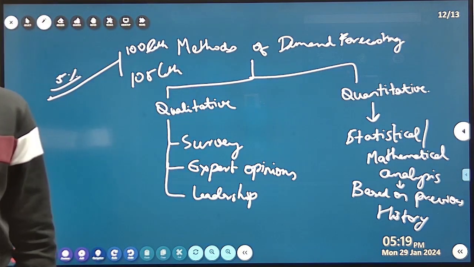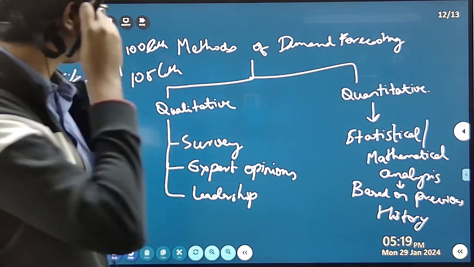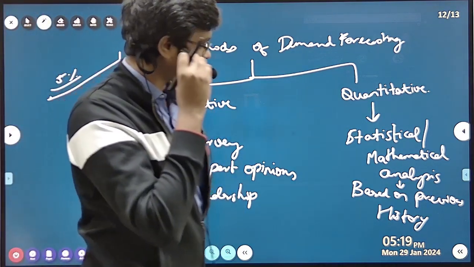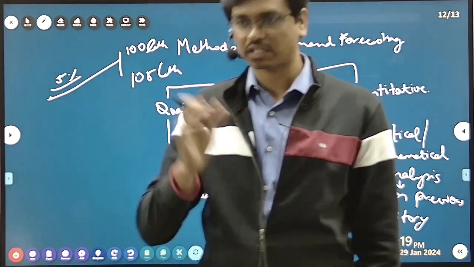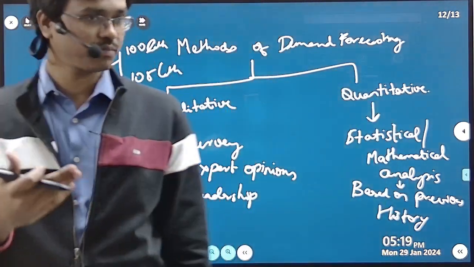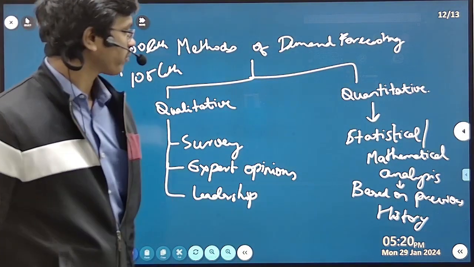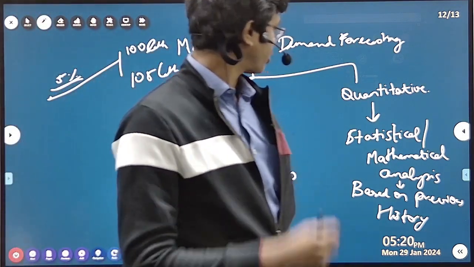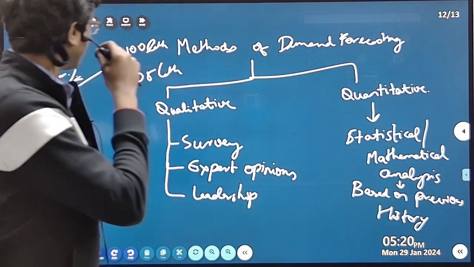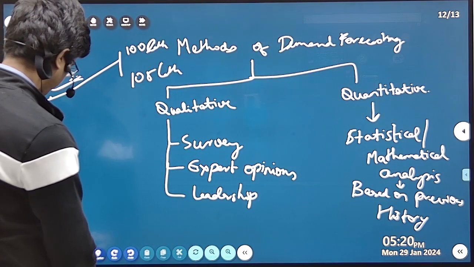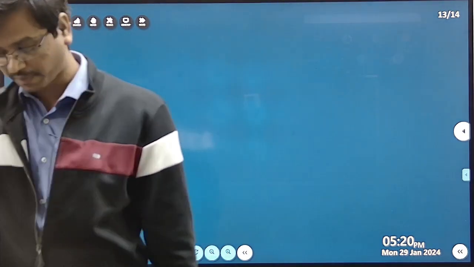So this is a kind of analysis. This is a pattern which you have observed over the years, and then you are assuming that the same pattern will continue, and your sales will be according to the pattern which you have observed, right? So these are the two methods of demand forecasting.